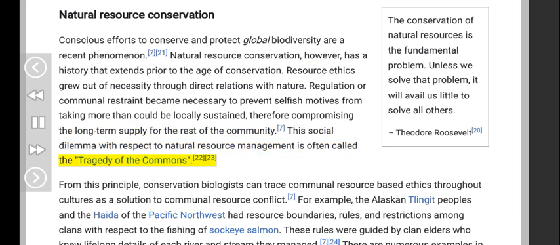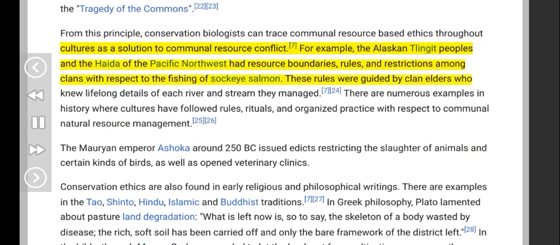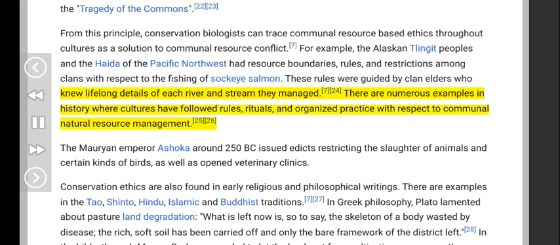This social dilemma with respect to natural resource management is often called the tragedy of the commons. From this principle, conservation biologists can trace communal resource-based ethics throughout cultures as a solution to communal resource conflict. For example, the Alaskan Tlingit peoples and the Haida of the Pacific Northwest had resource boundaries, rules, and restrictions among clans with respect to the fishing of sockeye salmon. These rules were guided by clan elders who knew lifelong details of each river and stream they managed.